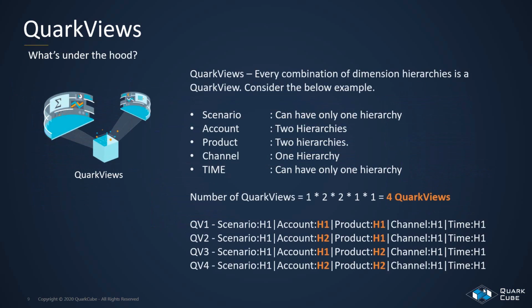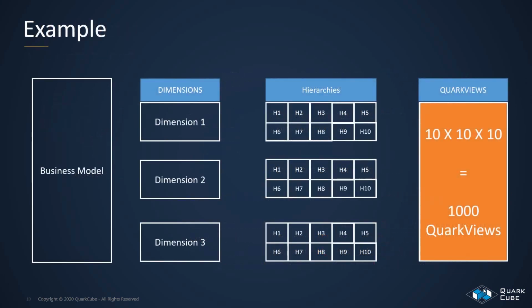So going back to our example, the revenue analysis model will have one Quark view for every dimensional combination. So in this case, we have 4 Quark views. If you notice, the first Quark view is created using the first hierarchy of all the dimensions, while the second Quark view has the second hierarchy of the account dimension and the first hierarchy of the remaining 4 dimensions. Similarly, Quark view 3 and Quark view 4 represent the other unique dimensional combinations that can be formed.